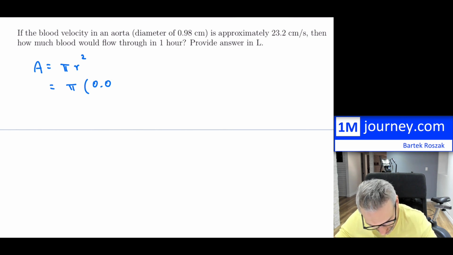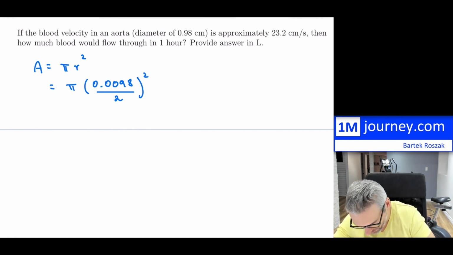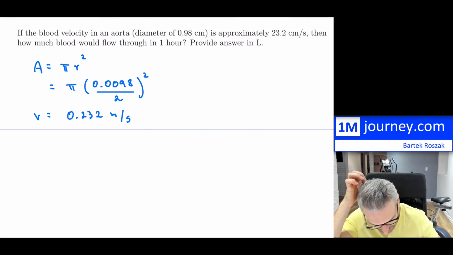So I have to move the decimal place. Okay, so we have to be careful in here. Move it 2 decimal places. This is going to be divided by 2 because we want the radius. So that's that squared. My speed, and so this one again, I'm going to just change it back, 23.2. I'm going to change it to metric standards.